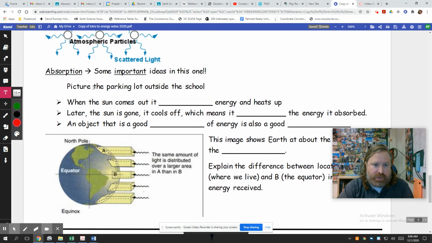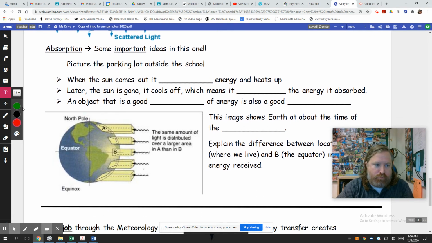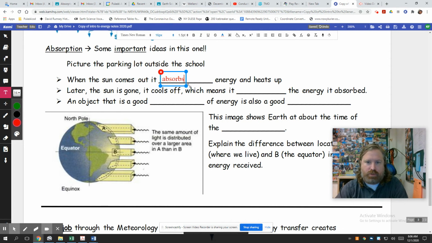Okay. Absorption. And I really beat this more into you in the lab, I hope. But when the sun comes out, the ground absorbs energy and heats up. Later, the sun goes down and the ground cools off, which means it radiates. That balance is going to be really important when we talk about the greenhouse effect and climate change. That parking lot can't destroy energy. It takes that energy in, and then later when it cools off, it gives the energy back to the atmosphere. Like the sand and water, if you are a good absorber, if you heat up quickly, you are also a good radiator. Water is poor at both of those, which is useful.